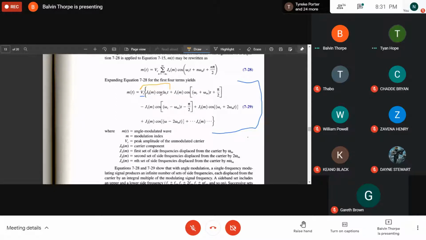Yes, sir. Oh, good. So this is representing the carrier. When you expand this, it would be VC times J naught of M cos omega CT. That's a carrier. So all the J0 component is just a component of the carrier.